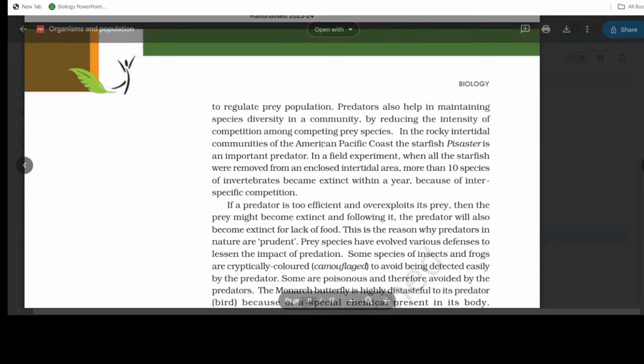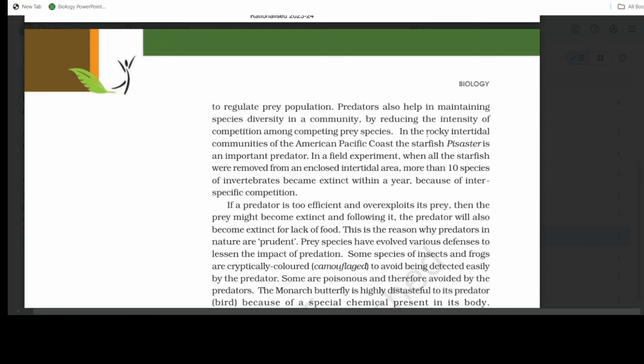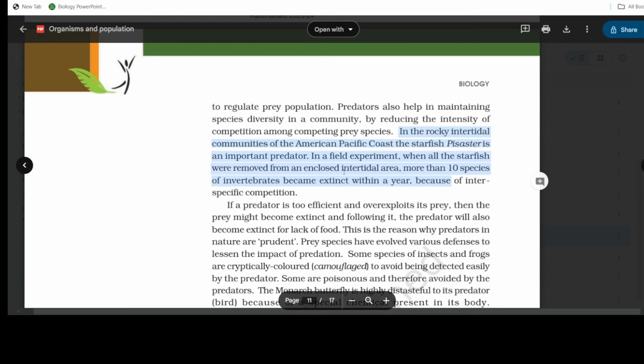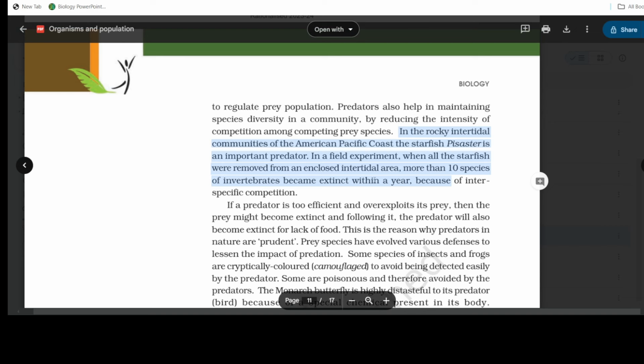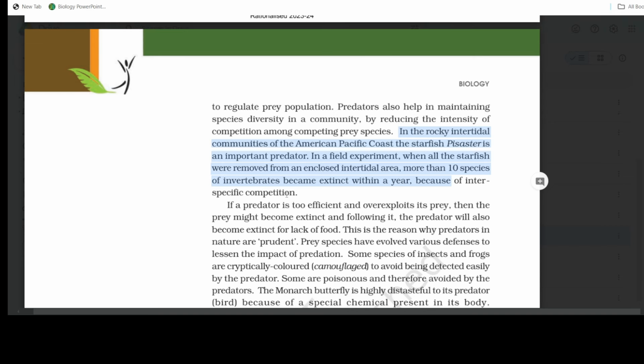In the rocky intertidal communities of the American Pacific Coast, the starfish Pisaster is an important predator. In a field experiment, when all starfish were removed from an enclosed intertidal area, more than 10 species of invertebrates became extinct because of interspecific competition. There was competition among them and many species became extinct. So it was concluded that it was only because of the removal of the predator from that part. Remember, all these examples are important.